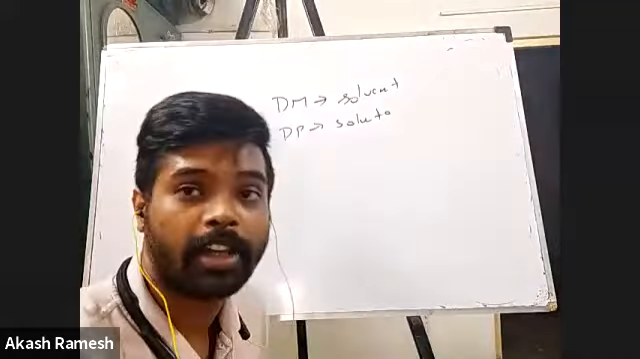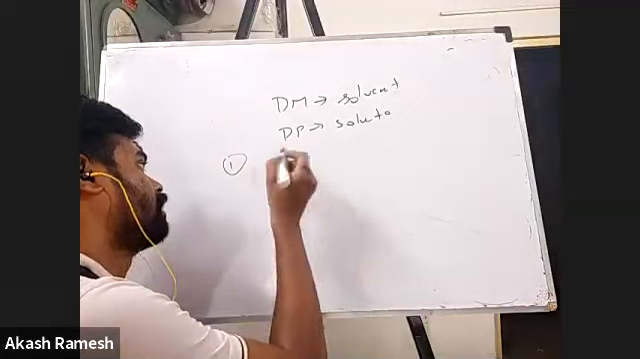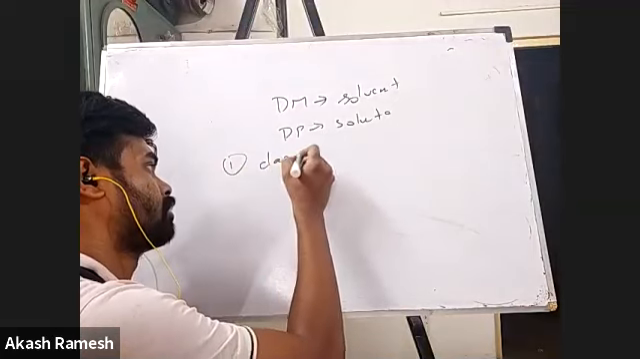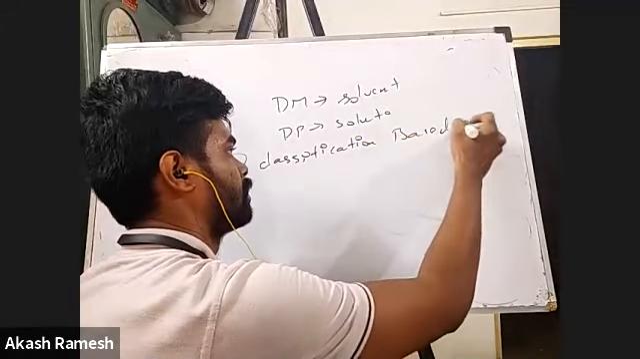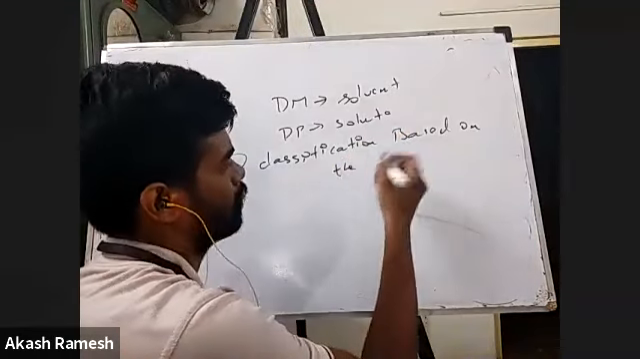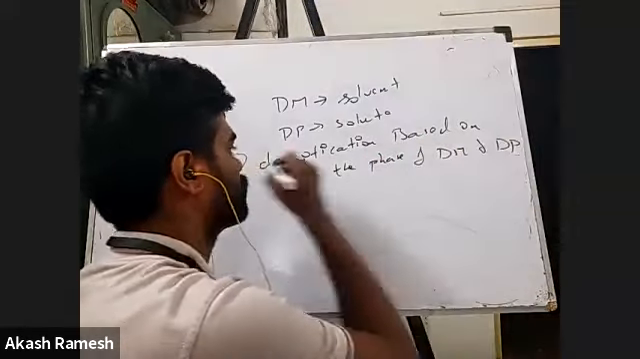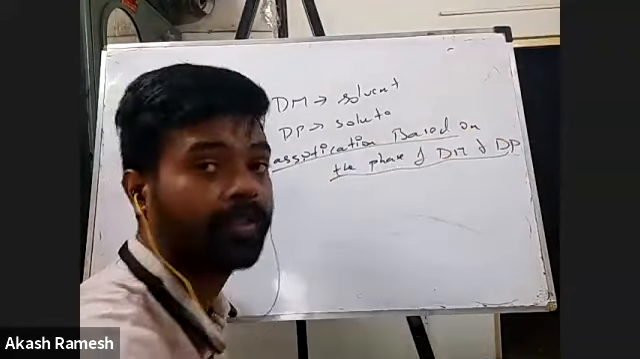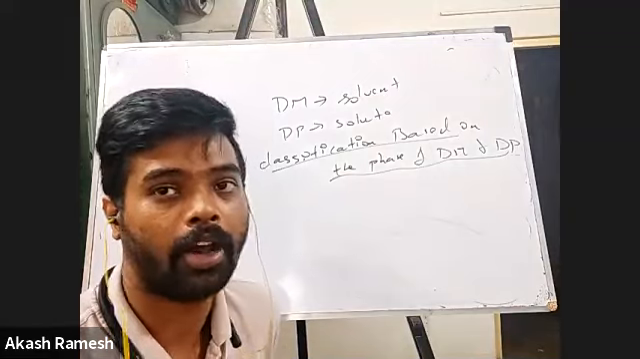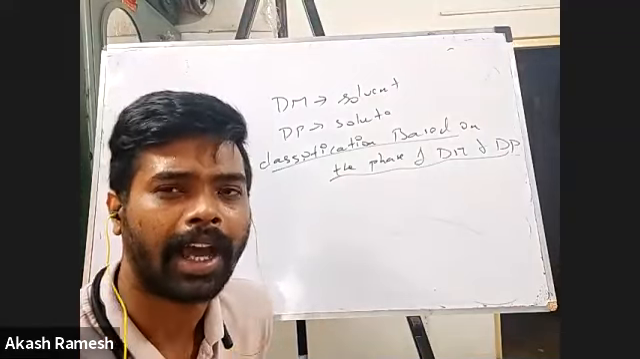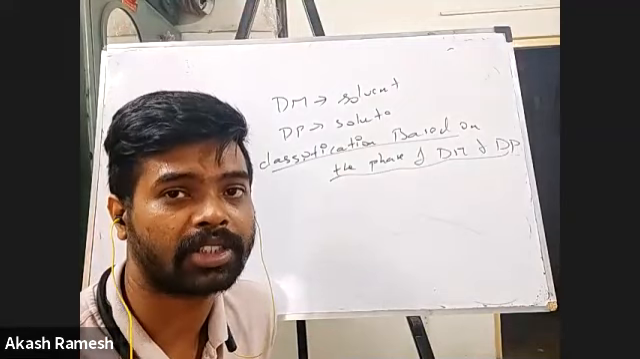So there are various ways by which you can go for classification, right? Say the first classification is based on the phase of the dispersed medium and dispersed phase. I'm talking about which phase the dispersed medium and dispersed phase are in, whether it's in solid state, liquid state, or gaseous state. I can have so many combinations, isn't it? So depending on these phases, right?